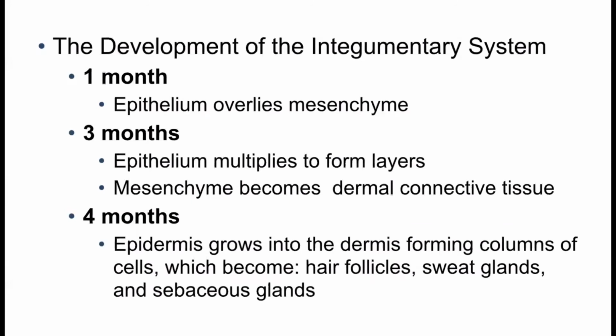Integumentary system, your skin. The epithelium overlies the mesenchyme. That starts to happen about 1 month. About 3 months, the epithelium multiplies to form the different layers. Remember thick skin and thin skin and the different layers that we have in the integumentary system. The mesenchyme becomes dermal connective tissue. After 4 months, the epidermis grows into the dermis, forming columns of cells, which become your hair follicles, your sweat glands, and your sebaceous glands. About 4 months, those start to form.